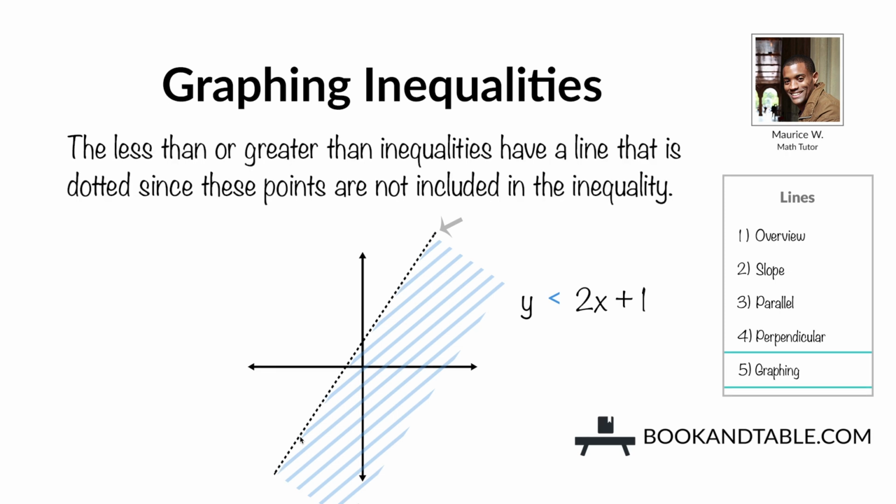But if it were y is less than 2x plus 1, the line y is equal to 2x plus 1 is not included. So the less than or greater than inequalities have a line that is dotted. Since these points are not included in the inequality, the dotted line just represents where the limit is. Okay, so a straight line represents that those points are included. A dotted line represents the limit, or which points are not included.